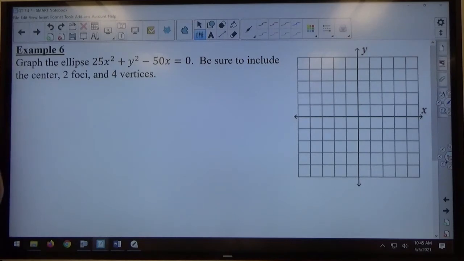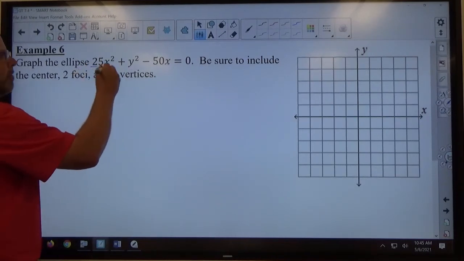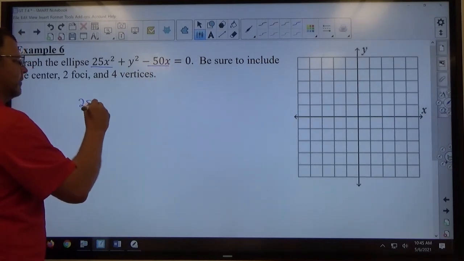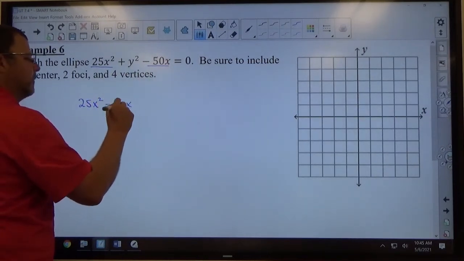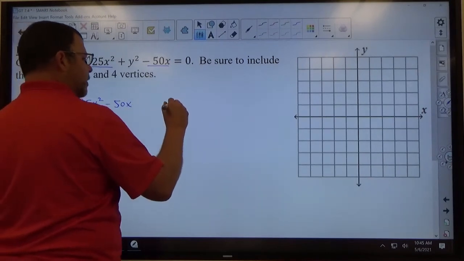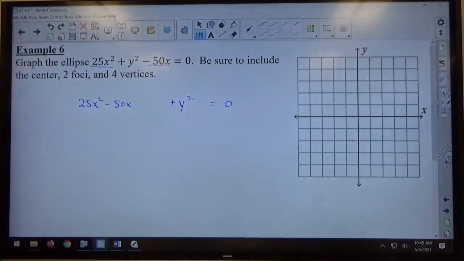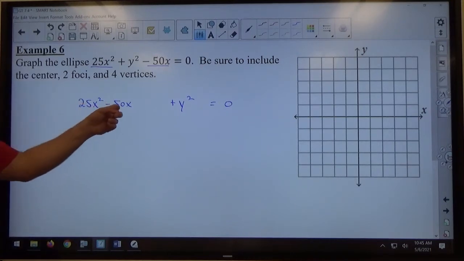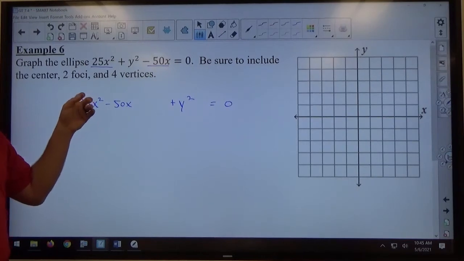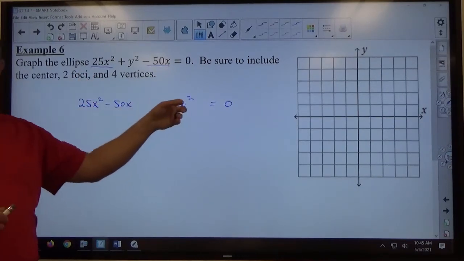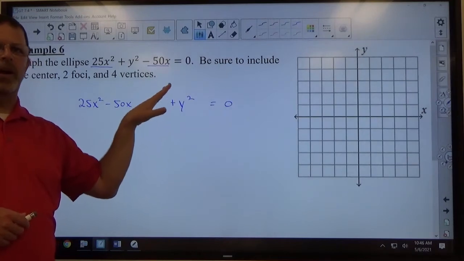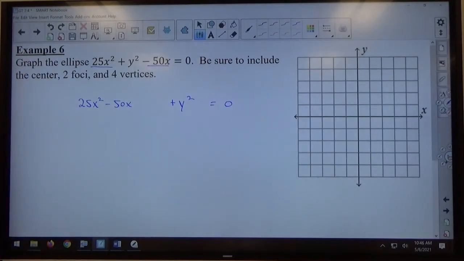So when I do my first step of grouping things, I'm going to group my x's, 25x squared minus 50x. And then I'm going to have plus y squared, and I'm going to have equals 0. You don't have to leave space for the y squared if there's no linear term. You can see that minus 50x is a linear term for x, right? So that means completing the square is going to be necessary. If there is no y to the first power, you're not going to have to complete the square for that one. I'll show you how to handle that. It's real easy. All right, so everybody comfortable with that first step?